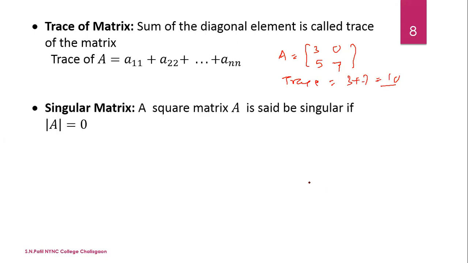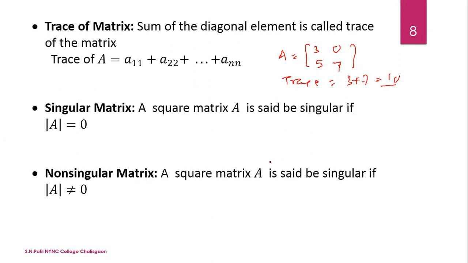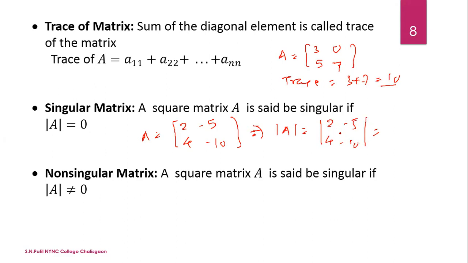Now, singular matrix. Singular matrix means what? When the determinant of that matrix is 0. Non-singular means what? When the determinant is non-zero. For example, suppose here [2 -5; 4 -10]. Now when we calculate its determinant, suppose this is matrix A, then the determinant of A is 2 times minus 10, that is minus 20, and minus minus plus, plus 20, is equal to 0.